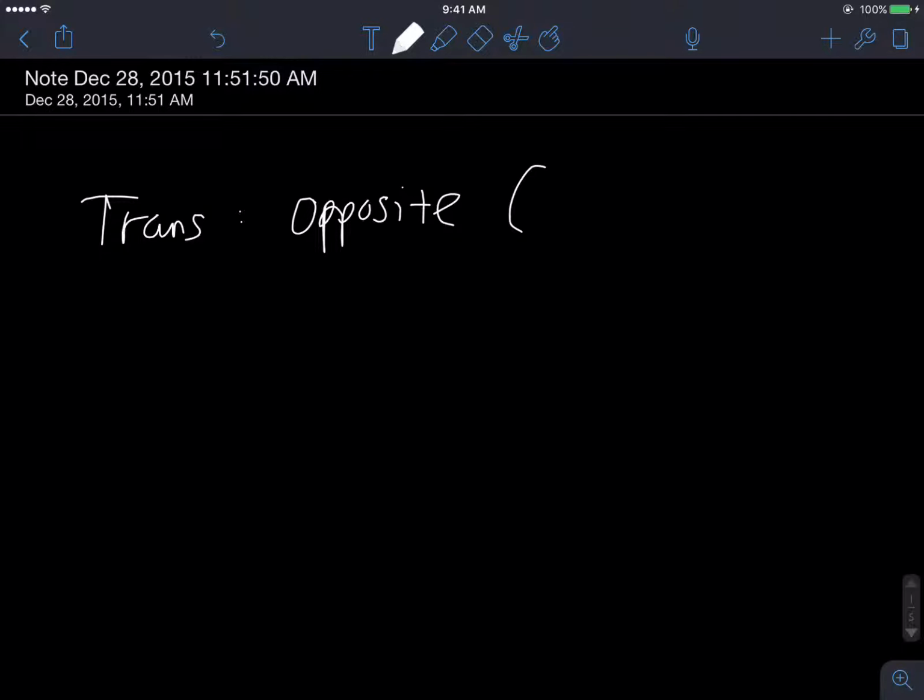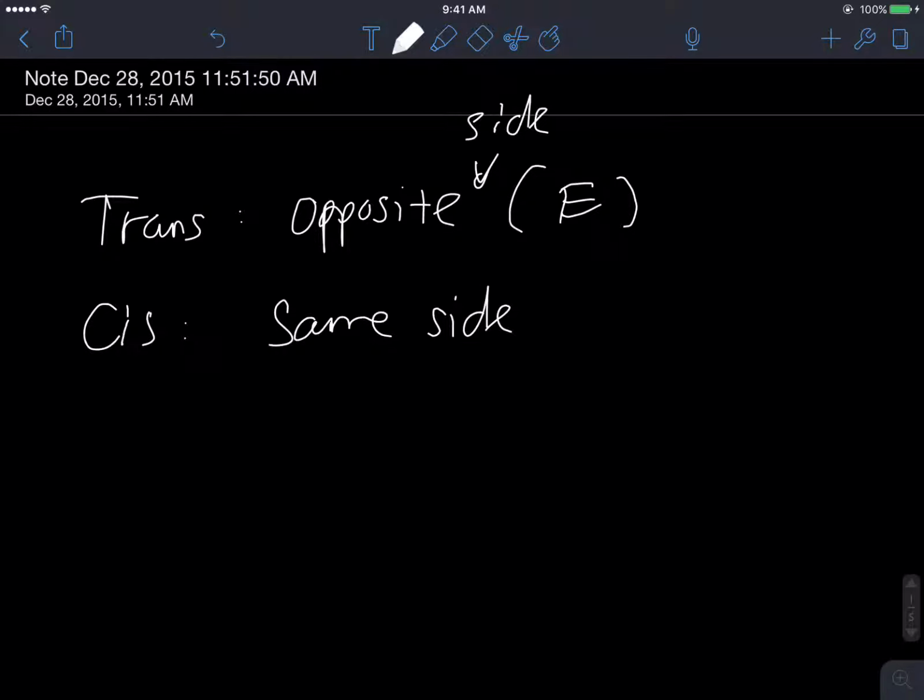It's also called E. How about cis? Cis means same. Trans means opposite side and cis means same side. Cis is also called Z.